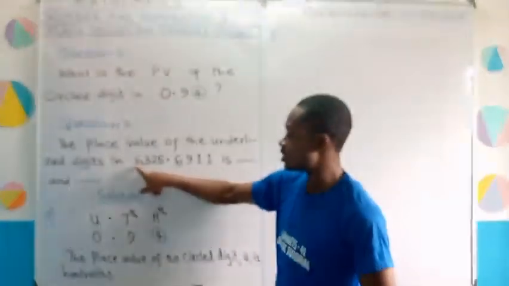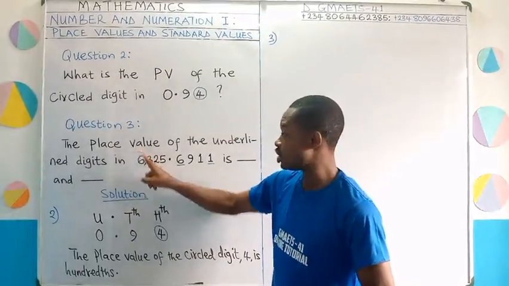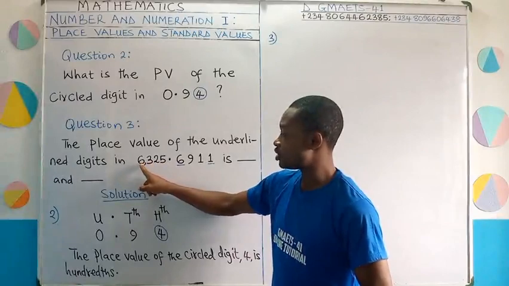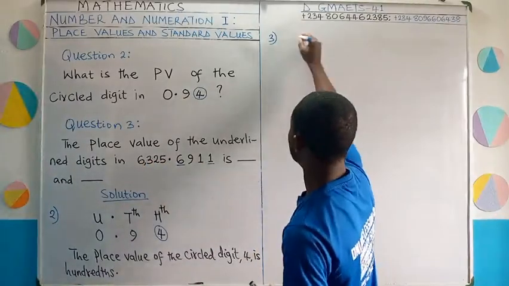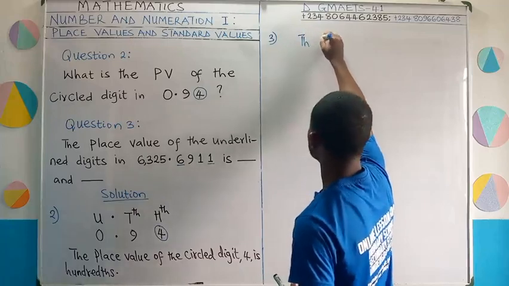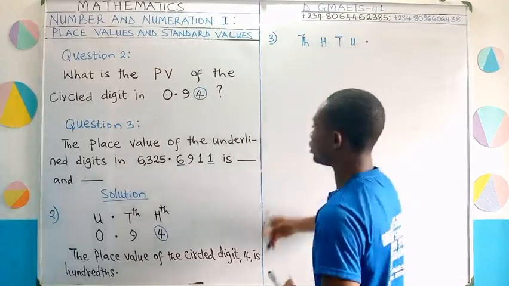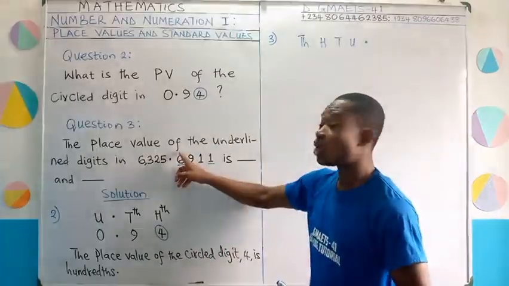This 6 is the highest place value in the whole number, and it is under thousands if you check. Because this 5 is unit, 2 tens, 3 hundred, and then 6 will be thousand. Okay, so the place values for the whole number part are thousands, hundreds, tens, and what? Units. Then you have your decimal point.